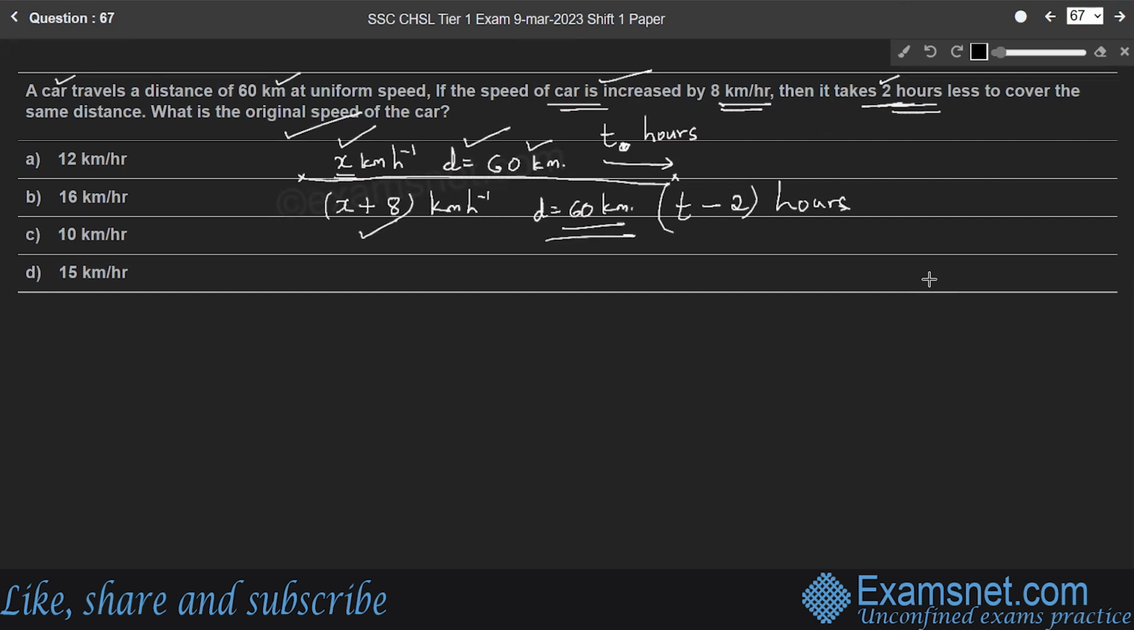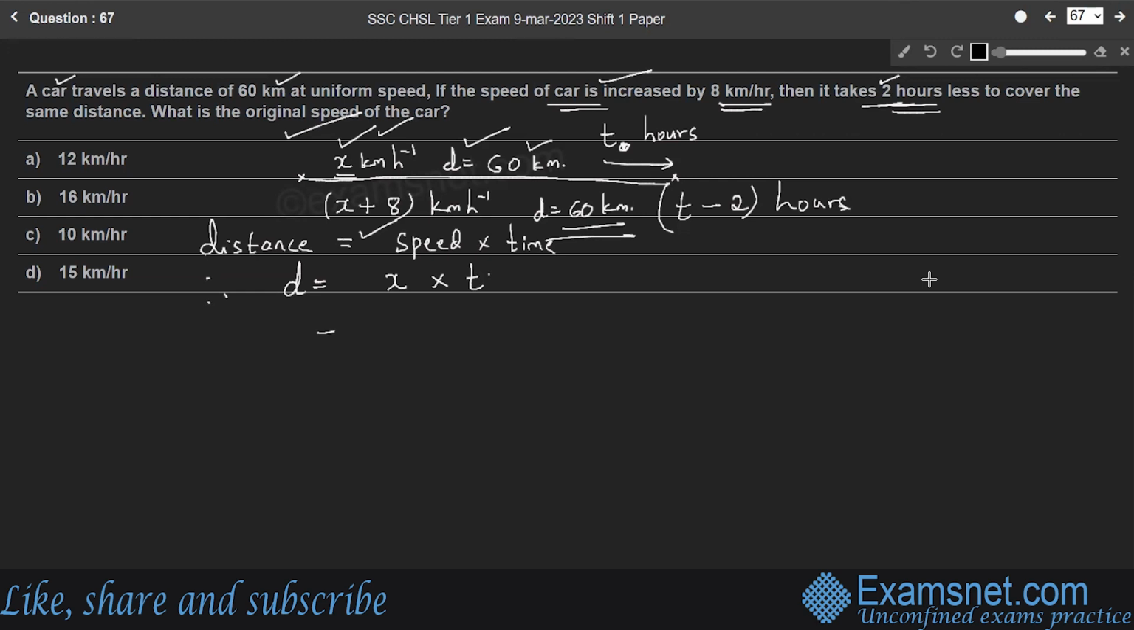Since distance is same here, right? In first case, D is. So since speed is distance by time, distance is speed into time. Right? So we'll take distance as speed into time, is equal to distance. Therefore, D is equal to, originally the speed of the car is x kilometer per hour. So it is x into T, right?